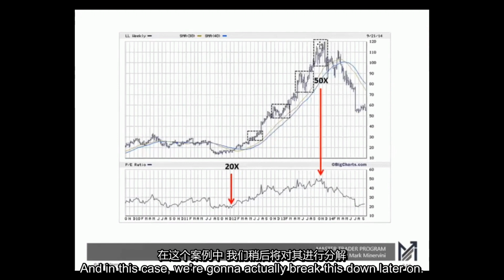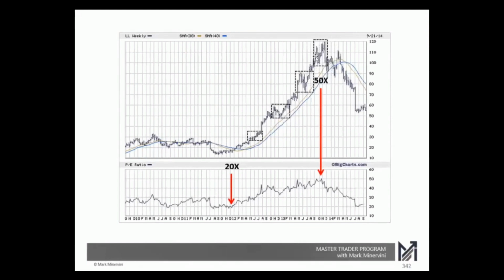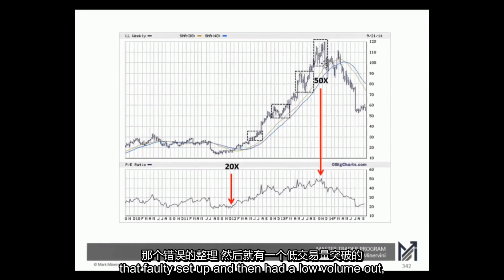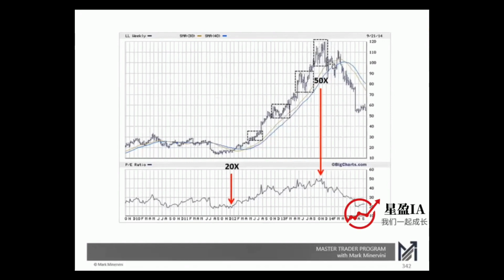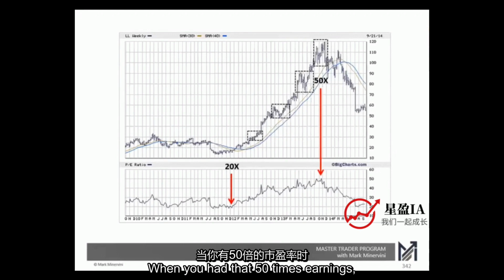In this case, we're going to break this down later on. This was one of the stocks that we showed you earlier that had that faulty setup, and then had a low volume out, high volume in, right here off the highs, right when you had that 50 times earnings.